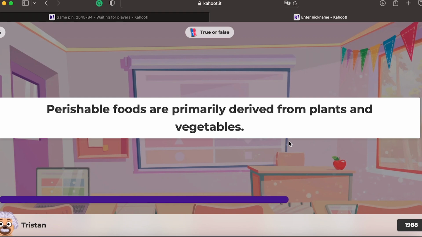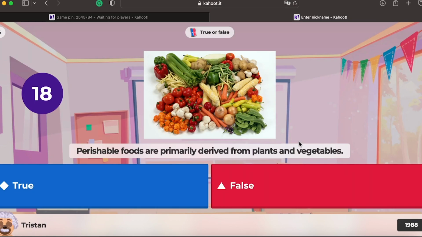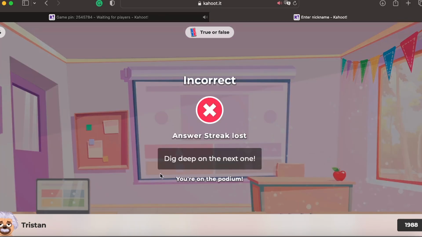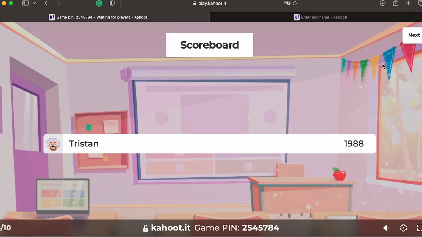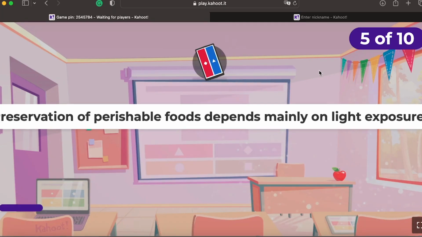Perishable foods are primarily derived from plants and vegetables. Primarily true? No. Okay. So not primarily from plants.